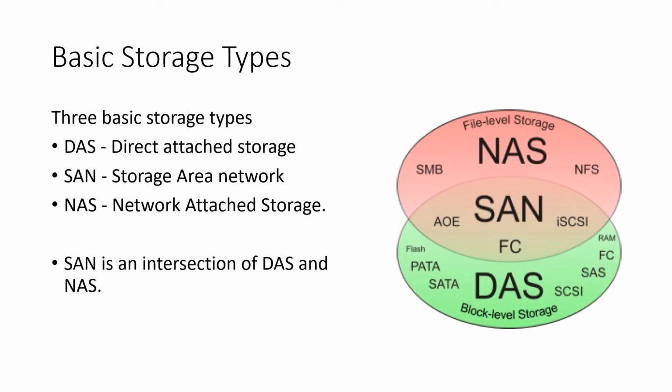Now let us see the basic storage types. There are three basic storage types, namely DAS, Direct Attached Storage, SAN, Storage Area Network, and NAS, Network Attached Storage. SAN is an intersection of DAS and NAS. In the picture, it shows an instance of the storage types using different types of protocols.